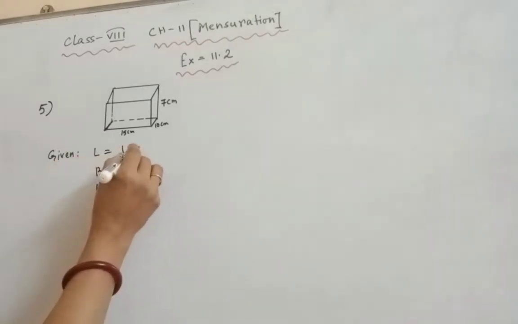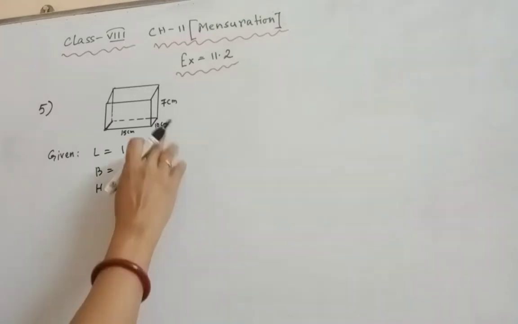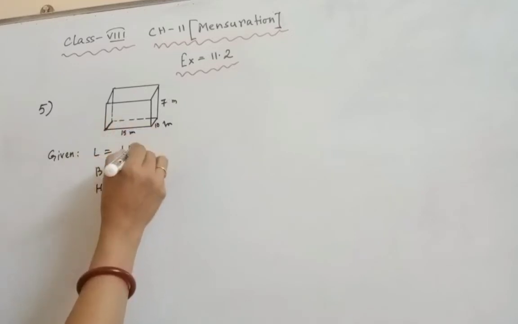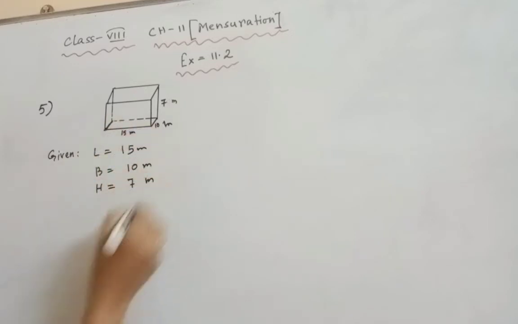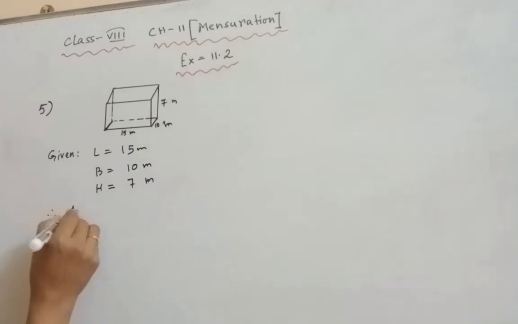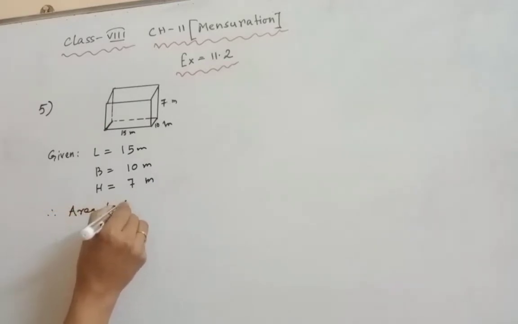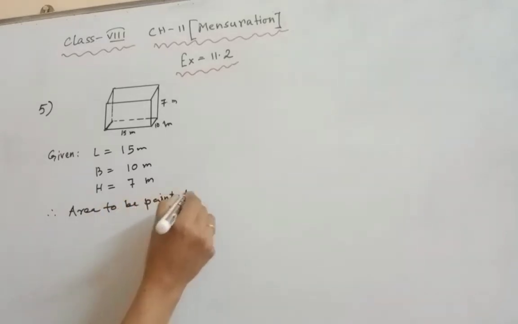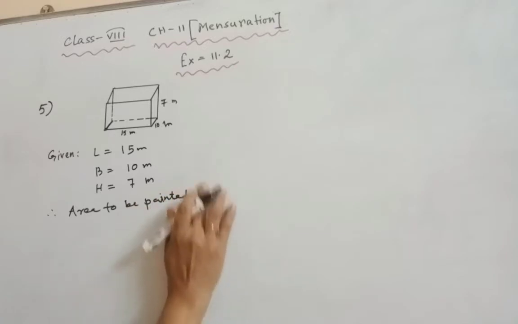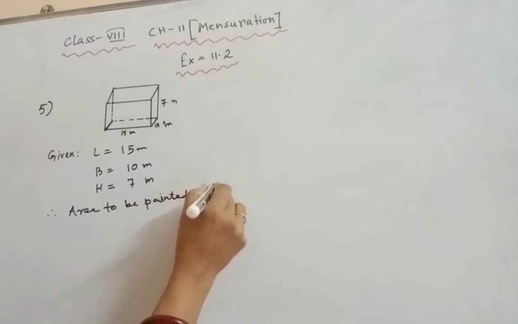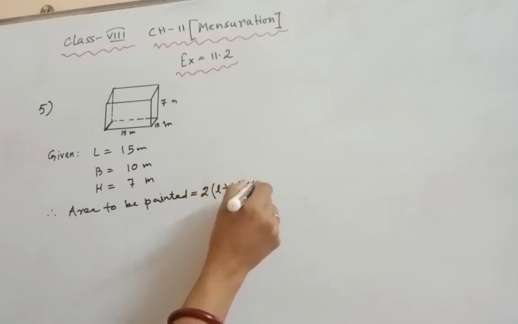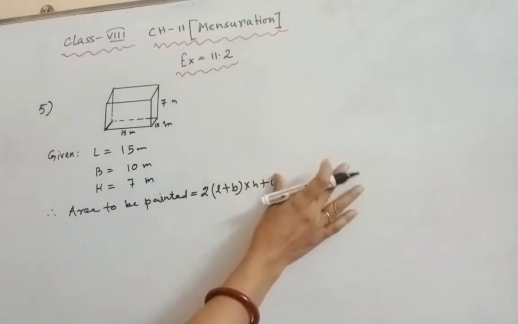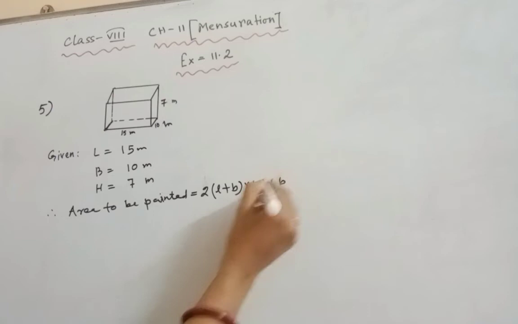Now length 15 meter, not centimeter. These are all meters. 15 meter length, breadth 10 meter, height 7 meter. Therefore, area to be painted is the area of the 4 walls, 2 into (L plus B) into H, plus the ceiling. The ceiling, you know, is length into breadth, so L into B.